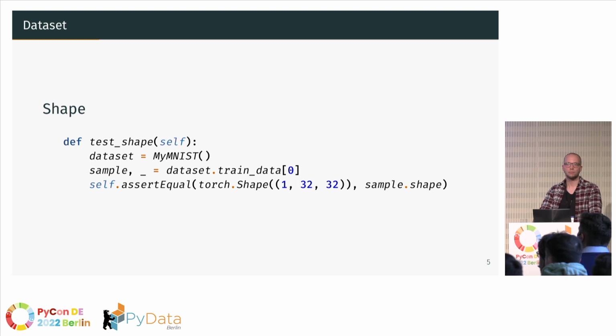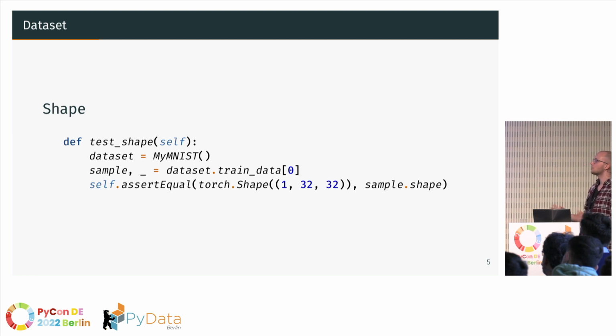has the right shape. So what we see here is a simple test function which first instantiates our data set. This is a really simple class that just wraps the Torch Vision MNIST data set and provides the training and the test split as attributes. And what we do here is we simply pull the first sample out of our training data set and see if it has the right shape. That's it. Nothing more.